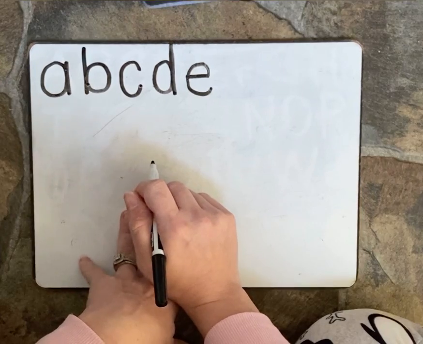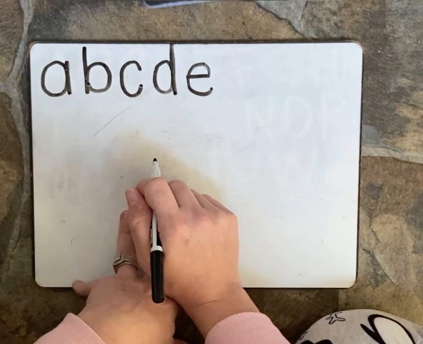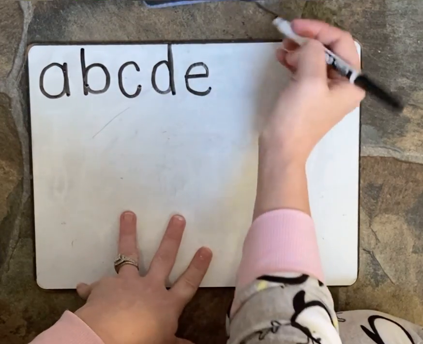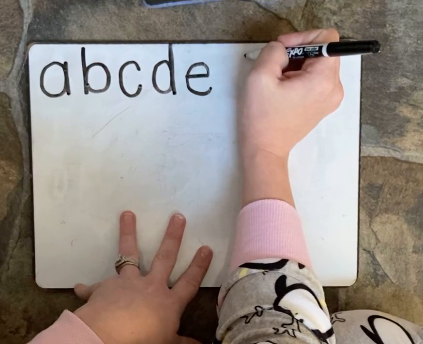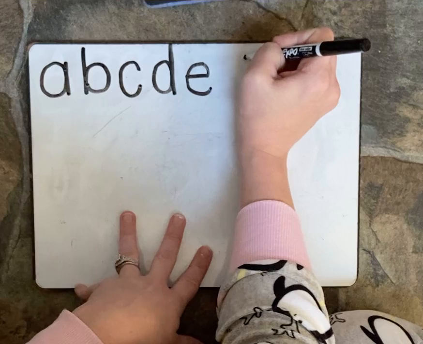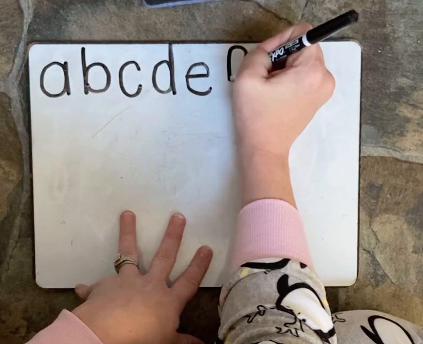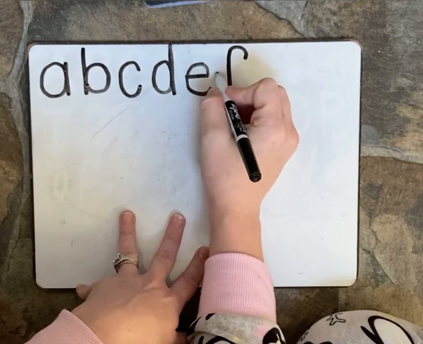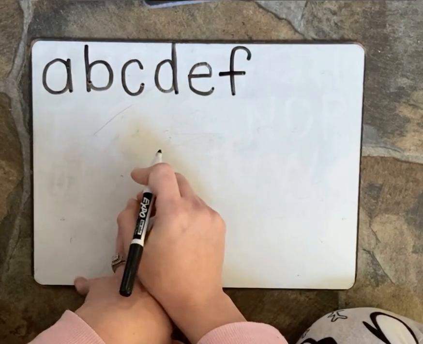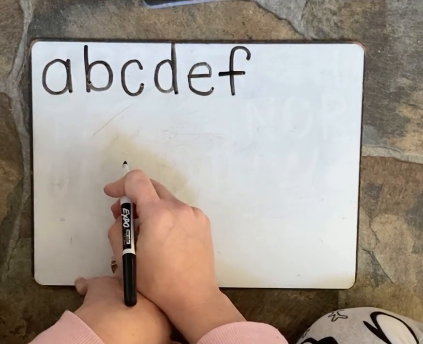Good. Let's go ahead and go to our next letter, which is the letter F. F, it curves at the top with your lowercase, doesn't it? So I'm going to start and I'm going to curve and go down. It looks a little bit like a candy cane. And then across in the middle. And there is your lowercase f.